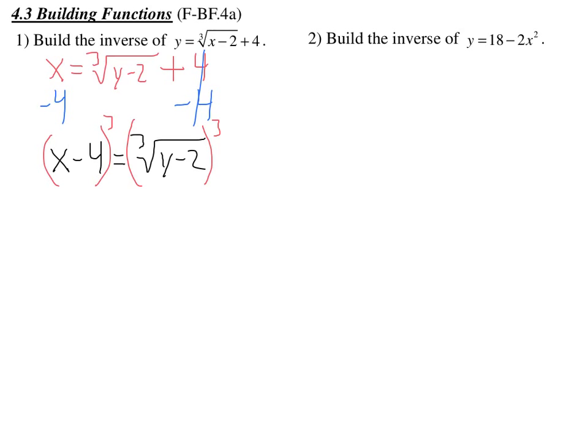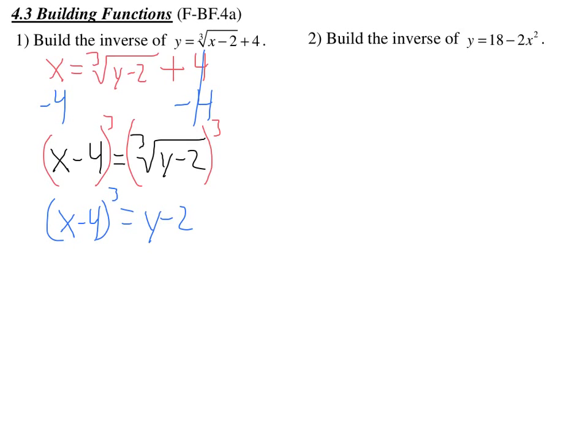And once we do that, it's kind of nice. You end up with just x minus 4 cubed equals y minus 2. Now it's not plus or minus 2. When you had a square root, it was a plus or minus 2. Okay, but with a cube root, there's no plus or minus.